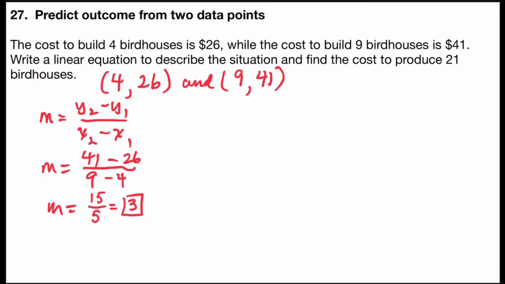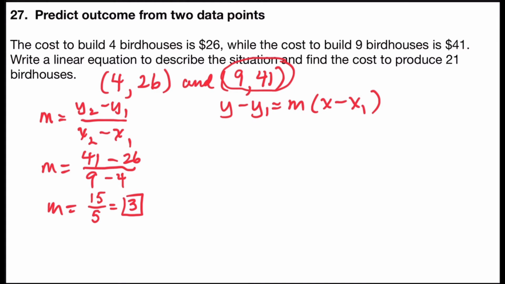Now I'm going to use the point-slope form in order to find my function. y minus y sub 1 equals slope times x minus x sub 1. So this is called the point-slope form, and we can pick either point to substitute in here. I'm going to choose 9 and 41. You could have chosen 4 and 26, you'll get the same answer.